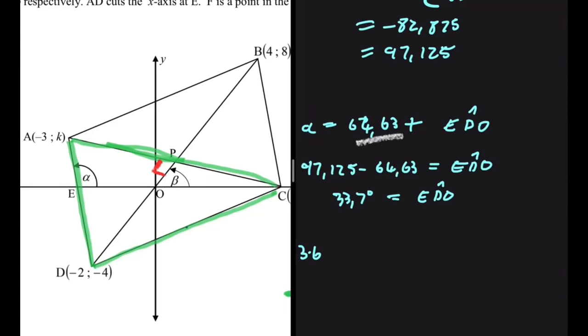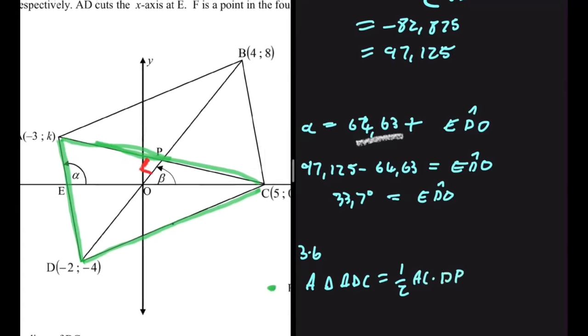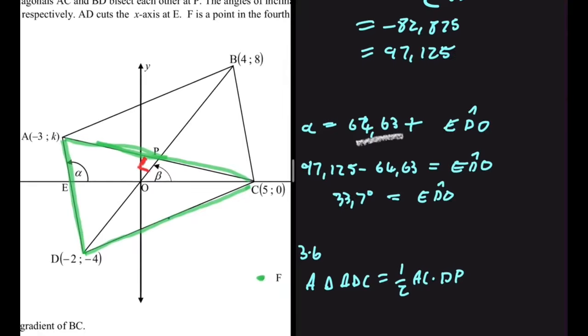So we can say that the area of triangle ADC is equals to half AC multiplied by DP. So we have the coordinates of A and C, so we can easily find AC. We have the coordinates of D, but we can find the coordinates of P using the midpoint theorem. So we basically have DP. Now it's just a matter of putting that in your calculator and finding your final answer, which should be equals to 30 square units.